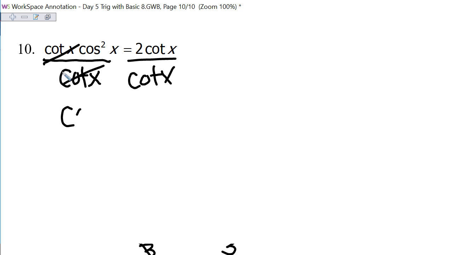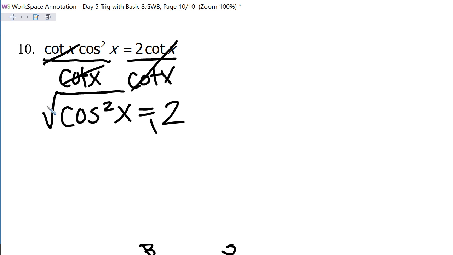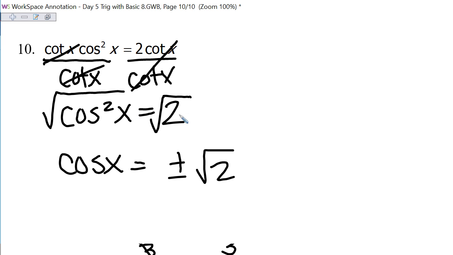So that gives us cosine squared of x is equal to 2. The inverse of squaring would be square root. So square root the left side, square root the right side. And when I square root, what do I have to remember? Plus or minus. Now, is just a regular square root of 2 one of our unit circle values? No, so this one you'd have to put in the calculator. So do second cosine of square root of 2. No solution.